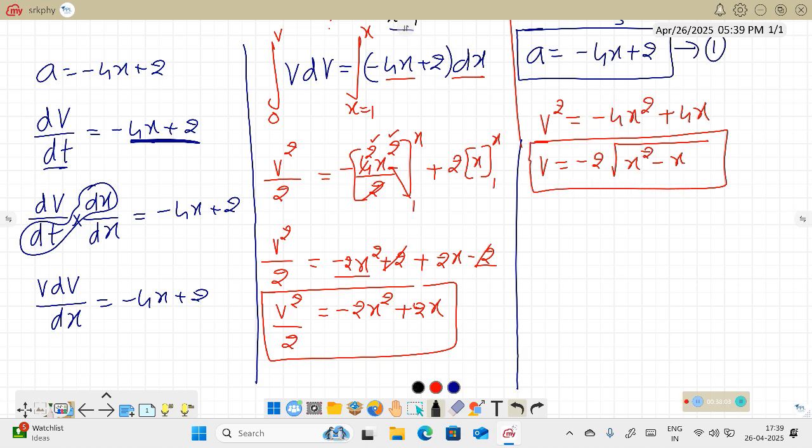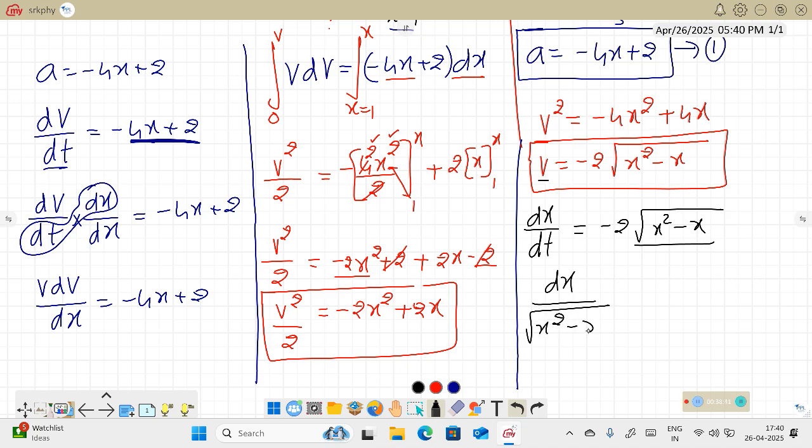Now our requirement for the first question is finding the position at time t. From this equation, they're asking the question of displacement, right? Velocity I can write in terms of displacement. What way? You know that velocity is equal to dx by dt. So dx by dt is equal to minus 2 into under root of x square minus x. So now I can write this as: dx divided by under root of x square minus x is equal to minus 2 into dt.